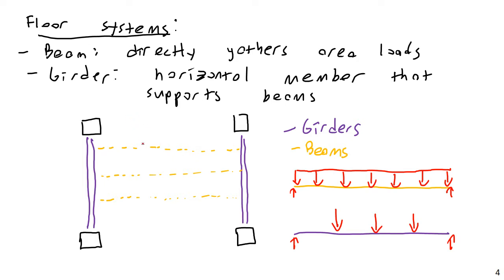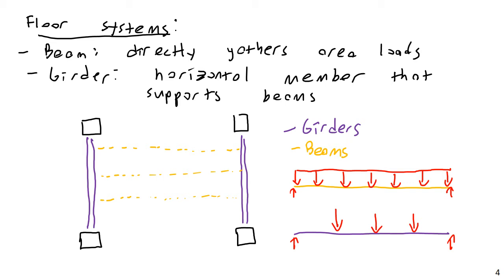Then it gets gathered via tributary areas onto our beams here, and then via end reactions, it gets deposited into the girders here. And then in turn, the girder is deposited into the columns, and the columns take it down to the foundation. Questions on that?